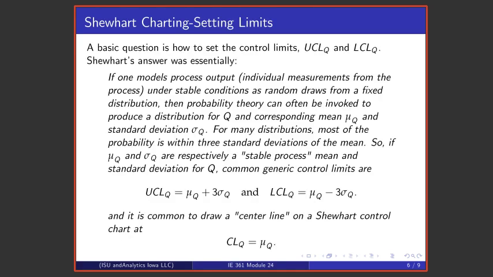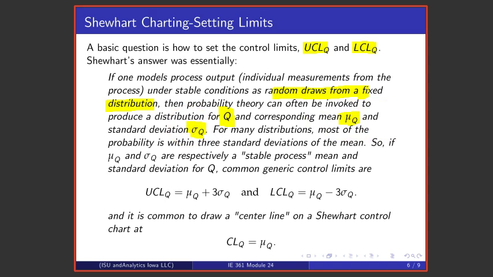Basic question that this raises is, where in the world did one get these control limits, the lower control limit and the upper control limit? Shewhart's answer was essentially this. If one thinks about individual observations from a process under stable conditions as being random draws from a fixed universe, then sometimes you can apply probability theory to produce a distribution for a plotted statistic that has a mean that can be calculated and a standard deviation that can be calculated.